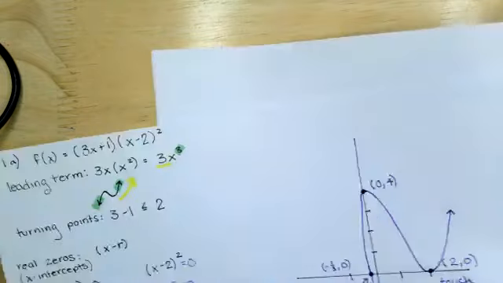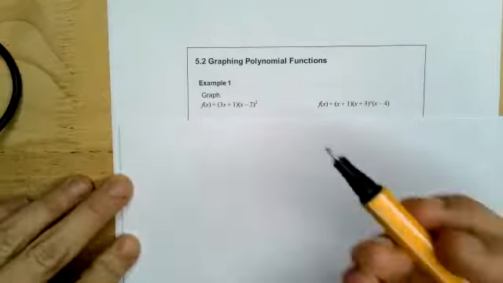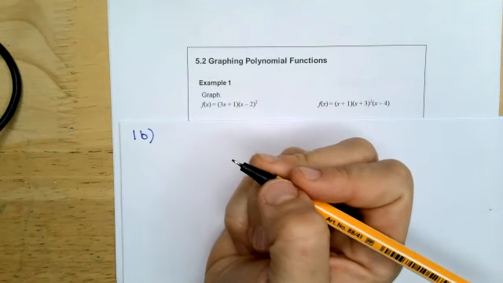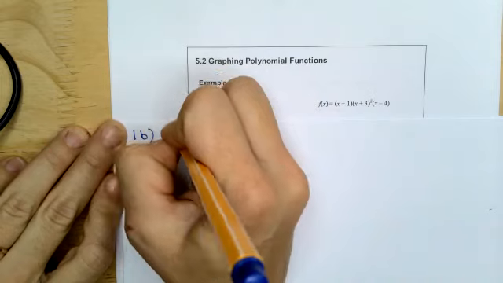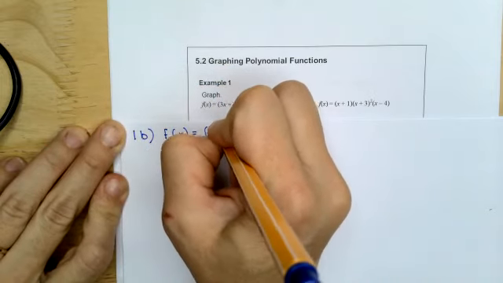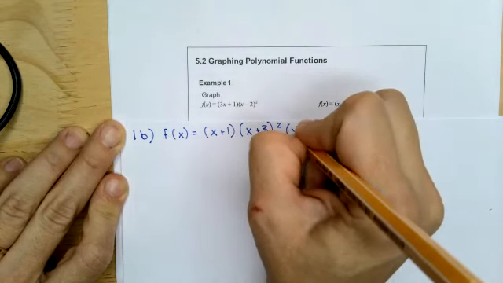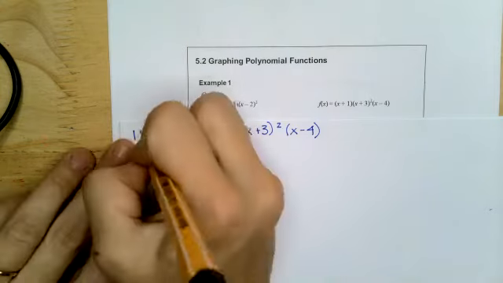Isn't that amazing? All right, let's see how far we get on example A2. A2, 1B. Got ahead of myself, way ahead of myself. That was 1A. Now let's do 1B. 1B is f of x equals x plus 1 times x plus 3 squared times x minus 4. Good? All right. So what we want to find is the leading term.